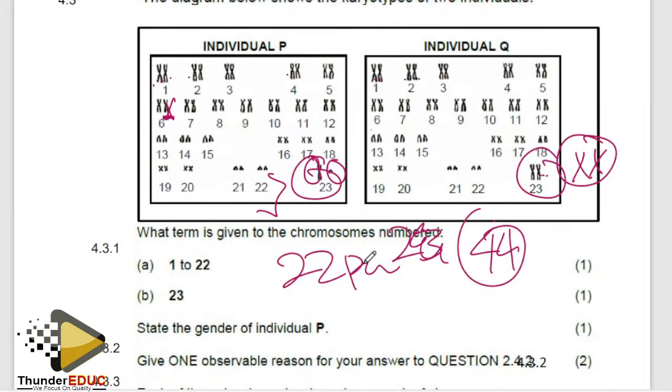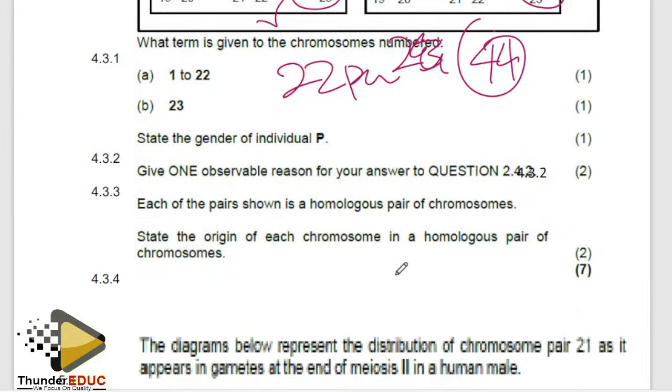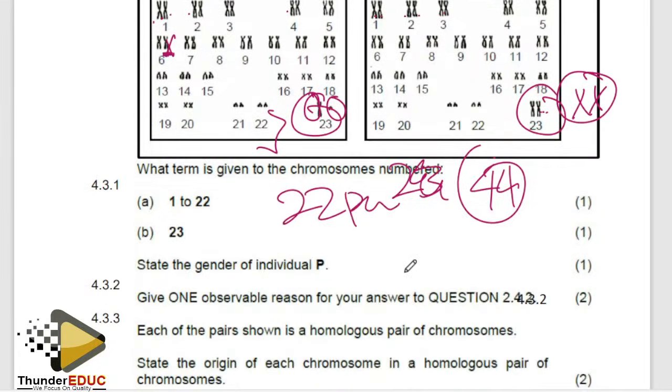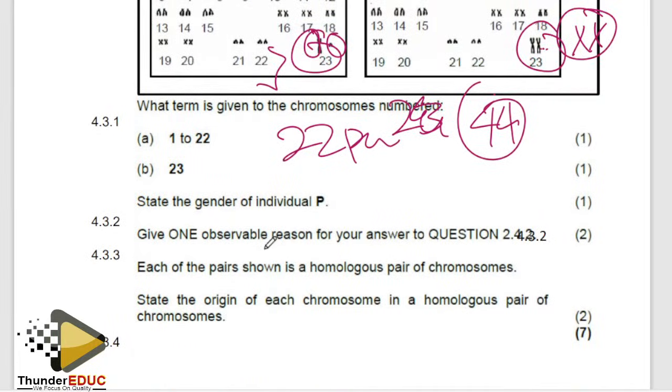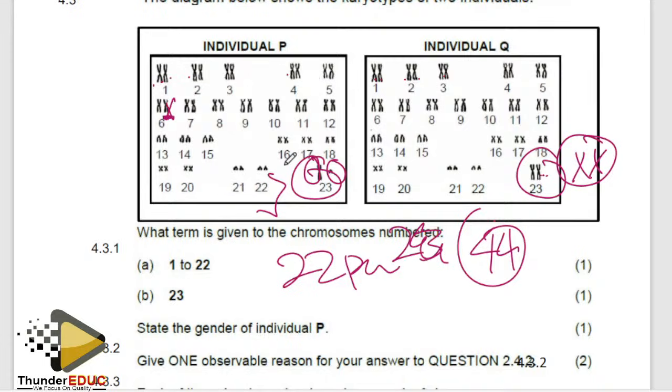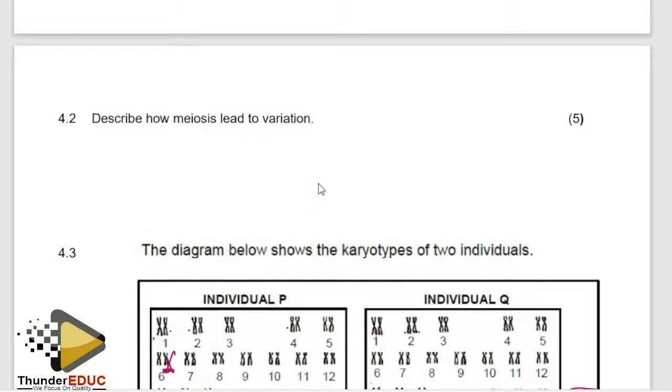So guys, make sure that you concentrate on those karyotypes. Make sure that you know how to identify them. Give one observable reason why. State the gender of P. Where is P? This one. We say that this P is a male. Why? Because the chromosome pair number 23 has 2 different chromosomes. One is X, one is Y, or one is big, one is small, meaning that one is X, one is Y.